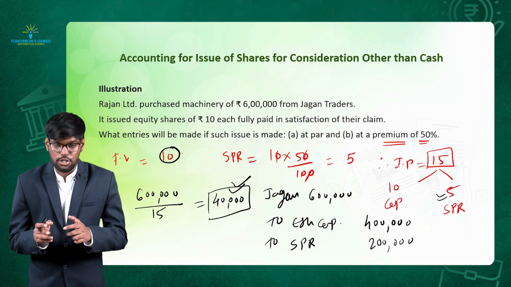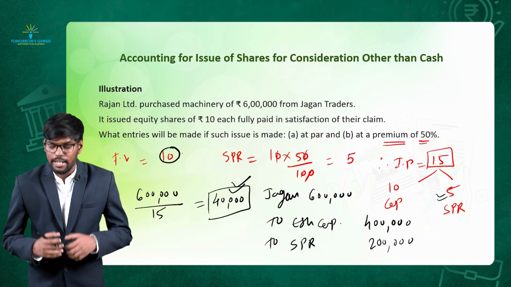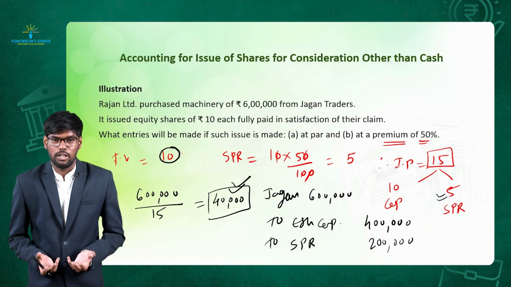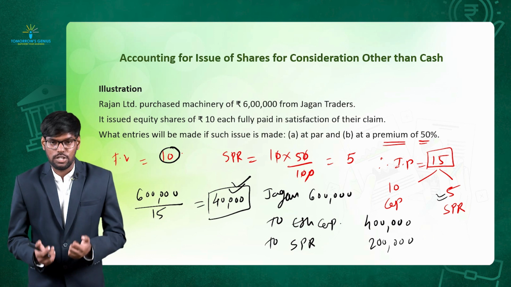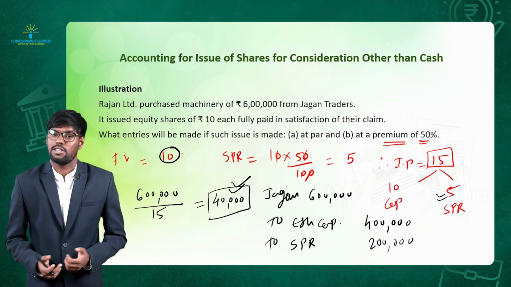So here we understood what is issue of shares for consideration other than cash, and which entries we have to develop when the company is issuing shares not for cash but for consideration other than cash.